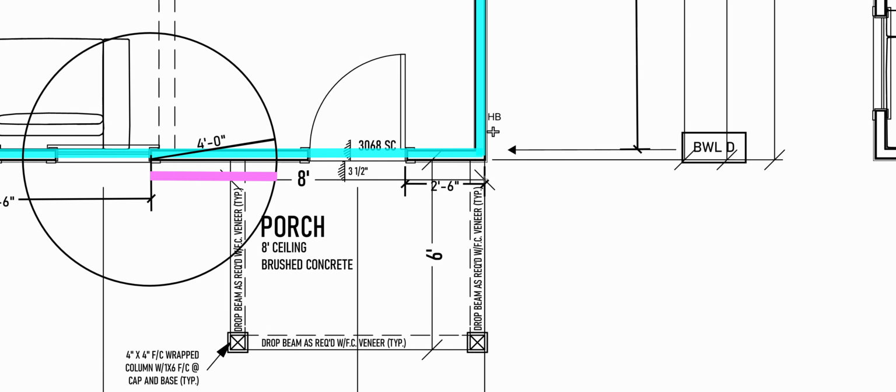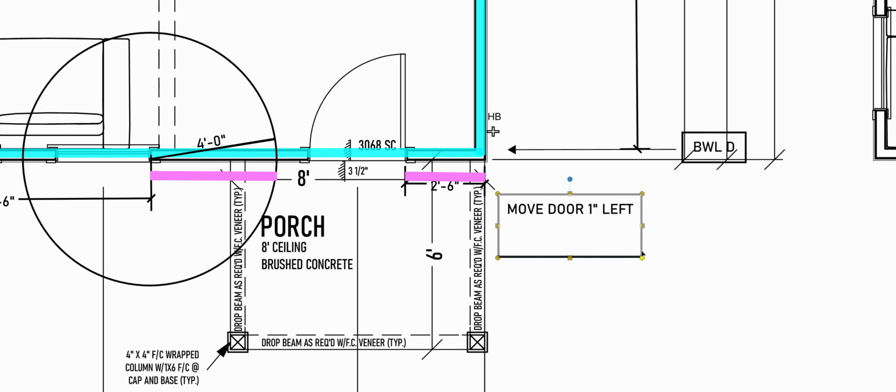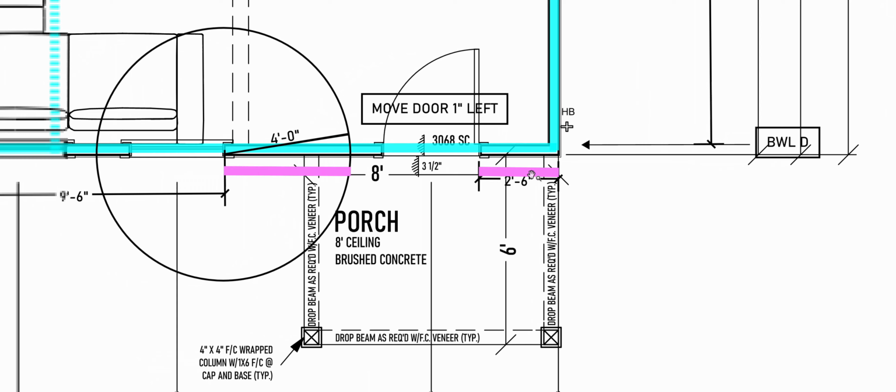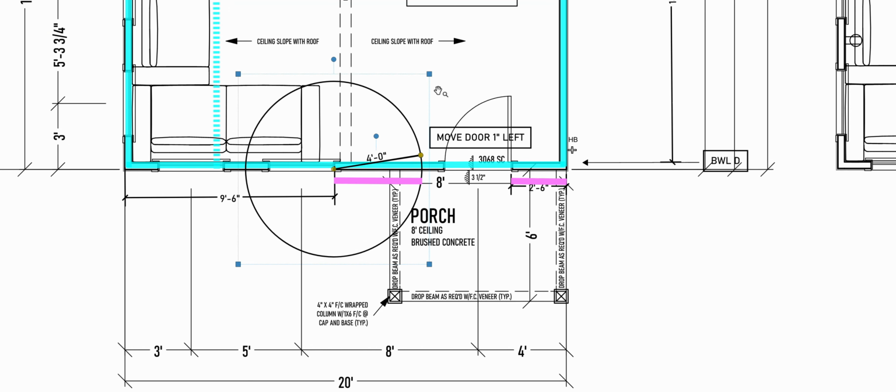So I'm going to claim a 2'6" panel here, but I'm going to be very specific and note: move door 1 inch left. Right there. Move door 1 inch left. So that's going to give me enough wall and studs to get that full 2'6" wide panel exactly where I need it. Okay, cool. So that takes care of our minimums there.